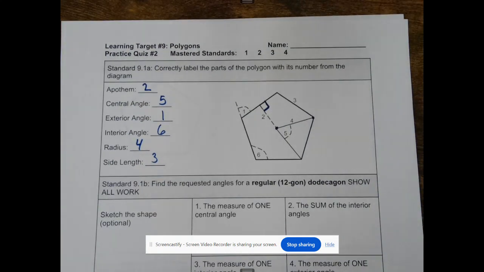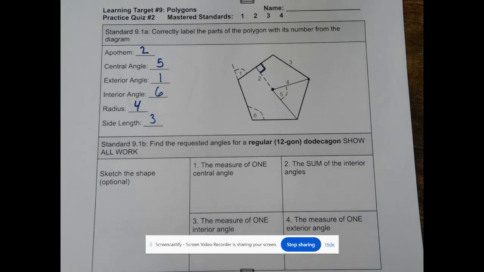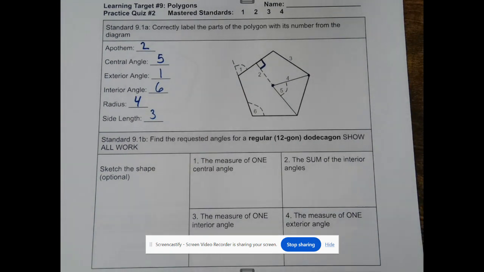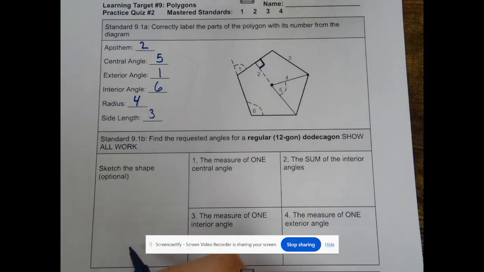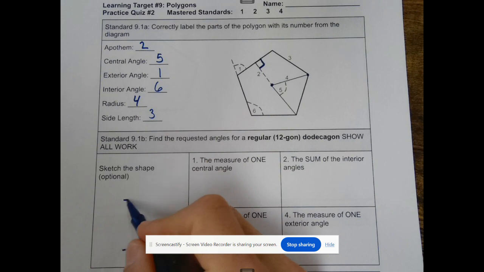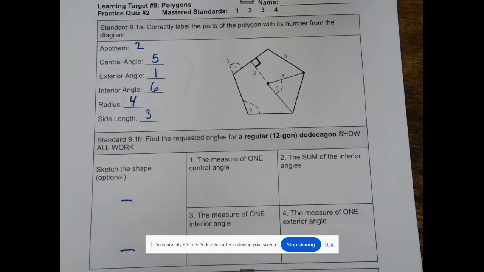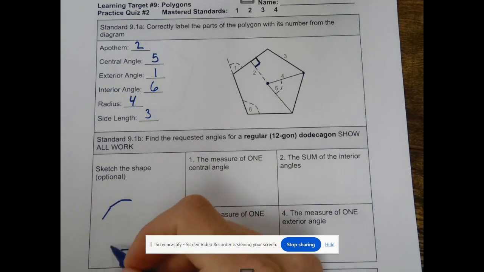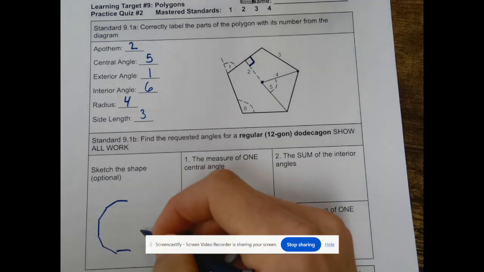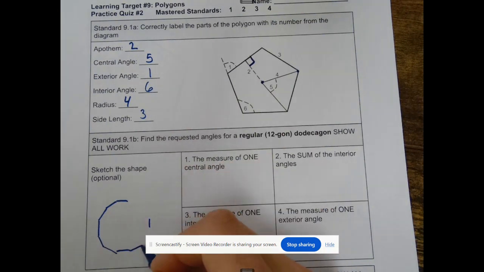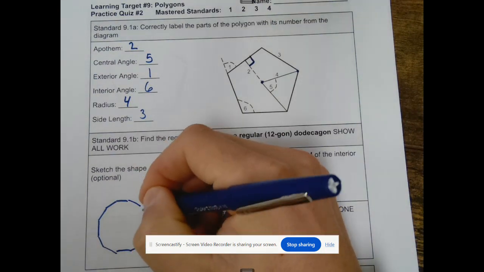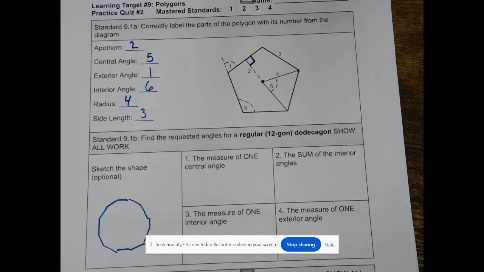Find the requested angles for a regular dodecagon, 12 sides. All right, so sketch the shape, optional. You don't have to sketch it. Dodecagons are hard to sketch. If you want to think about it, top and bottom are both flat. They look the same. And then we've got 1, 2, 3, 4, 5, kind of like that. And then this side is flat. Again, it's not that important if it's great. Just a sketch to help you think about it.